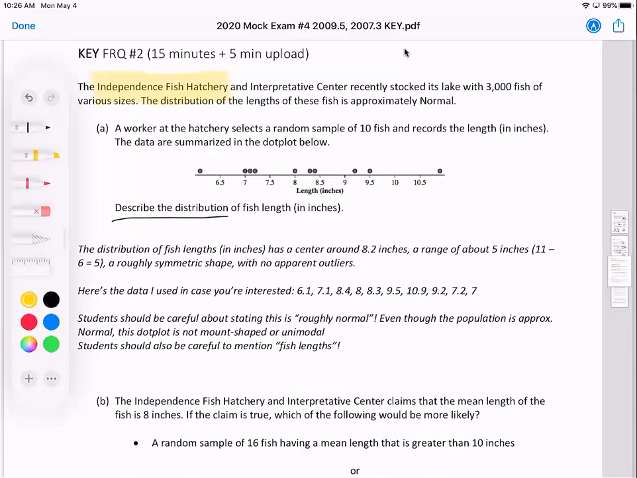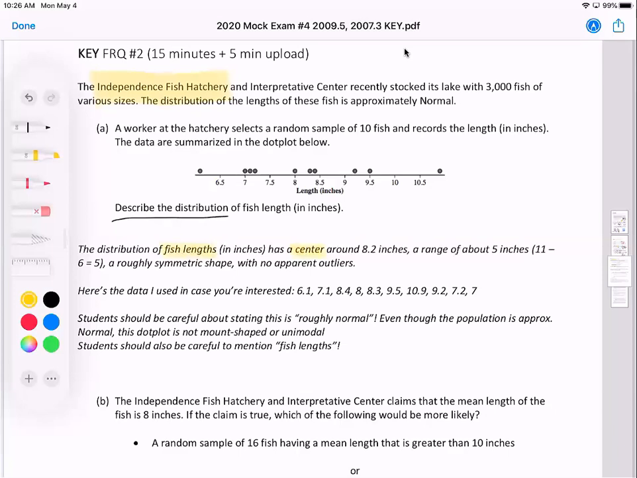Now on the AP exam, you might be given a box plot or a histogram. I think we've done other videos and other practice with those, but I wanted just a straight up dot plot. So to get full credit, make sure that you mention the fish length. That's probably the most important thing, like I've said in other videos. The length of fish. The center is around, so I've addressed the center. It's around 8.2-ish.